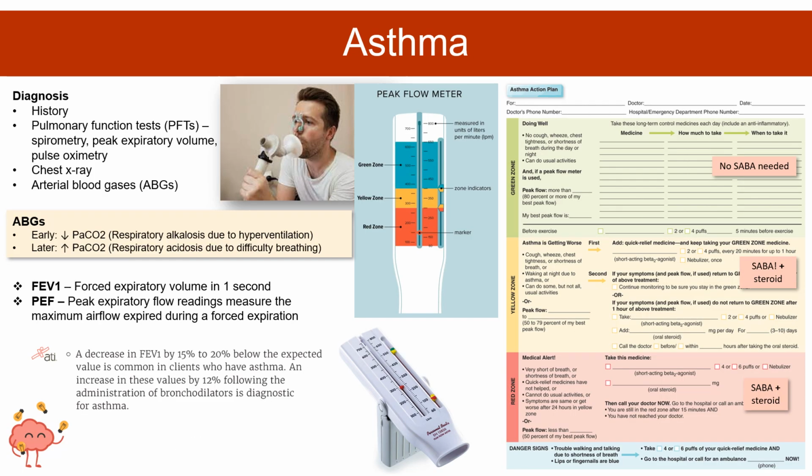So how do we diagnose asthma? The diagnosis and assessment of asthma includes a detailed patient history, pulmonary function test, chest x-ray, and pulse oximetry, and possibly ABGs. The history, when you're gathering data from the patient, should include any childhood illnesses, family history of allergies or asthma, eczema, smoking history, and any exposure to environmental triggers.